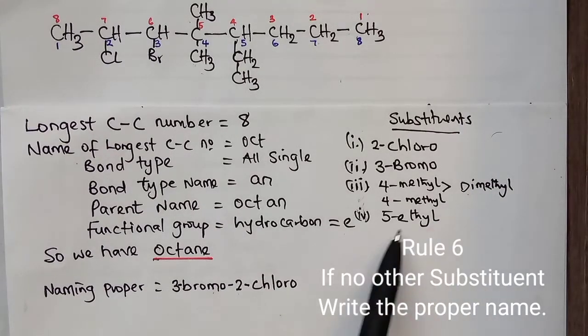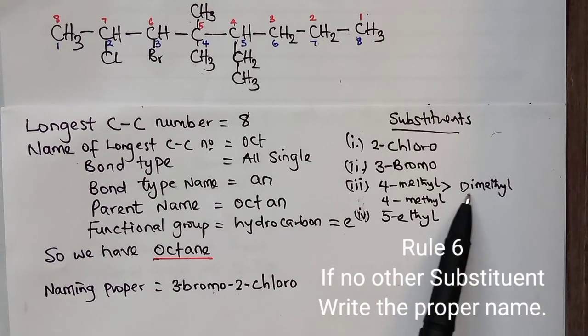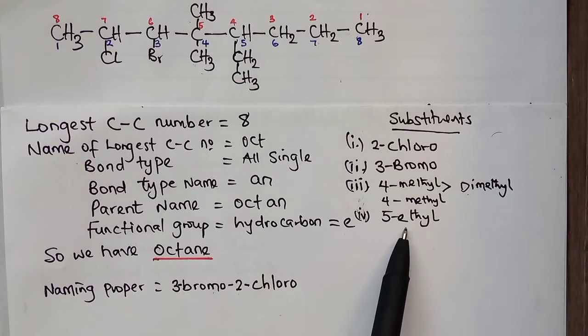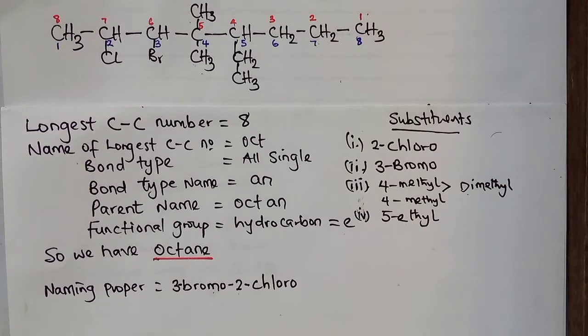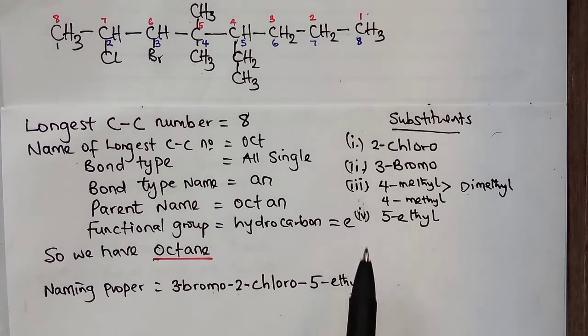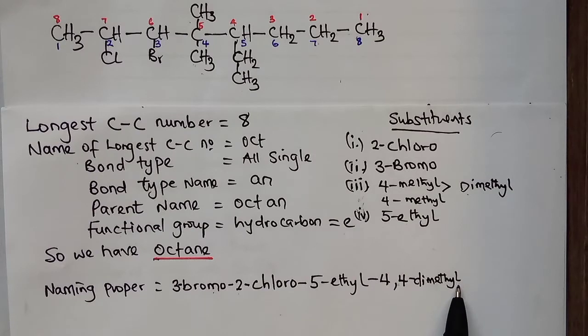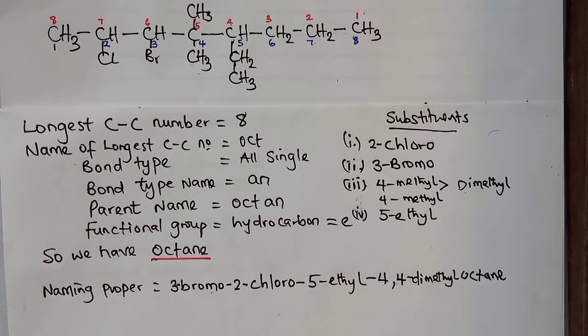Now between dimethyl and ethyl, D comes before E, but we are not looking at the di, rather we are looking at the methyl. Therefore, we pick ethyl first. So we have 5-ethyl. The next substituent is the 4,4-dimethyl. These are all the substituents. Adding the octane here, we will have 3-bromo, 2-chloro, 5-ethyl, 4,4-dimethyl, octane.